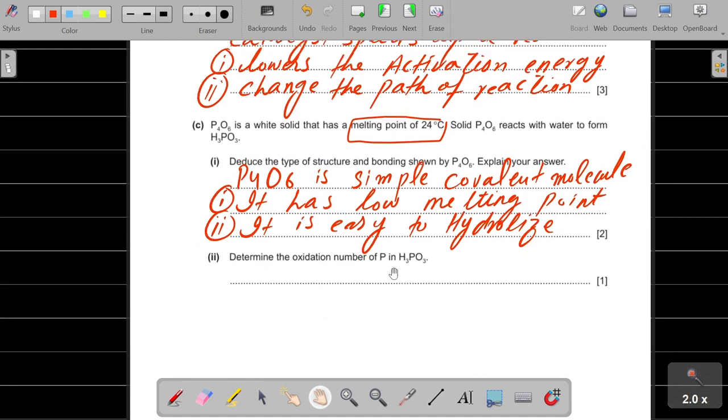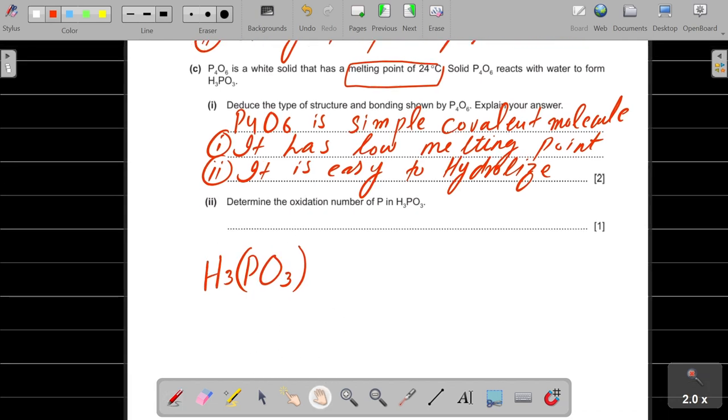Determine the oxidation number of phosphorus in H3PO3. Okay. Generally, when we write this formula, normally it is H3PO3, phosphorous acid. We can even write it in complexes. But here, how can we find this? You can see we have this H3PO3.